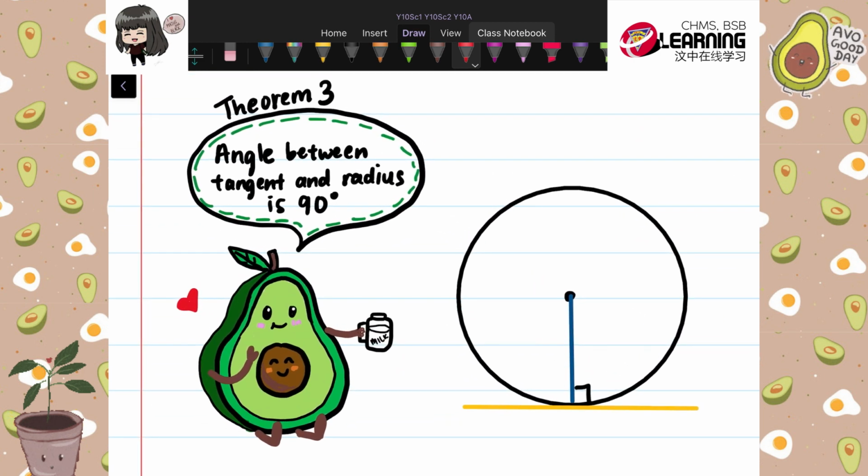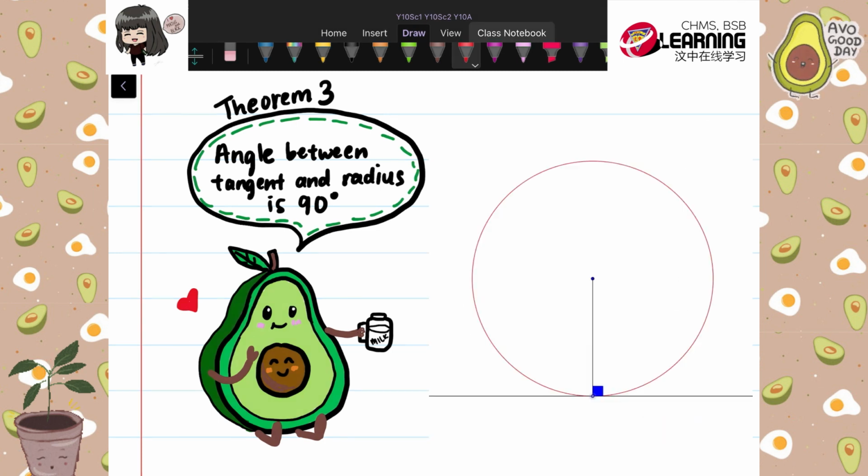Okay, so Theorem 3 here tells us angle between the tangent and radius is 90 degrees. Okay, so tangent we know that is this line, the yellow line here that touch only one point of the circumference here. Okay, and the radius is 90 degrees. So this one is 90 degree or right angle. The angle between radius, any radius and any tangent, it will give you 90 degree.